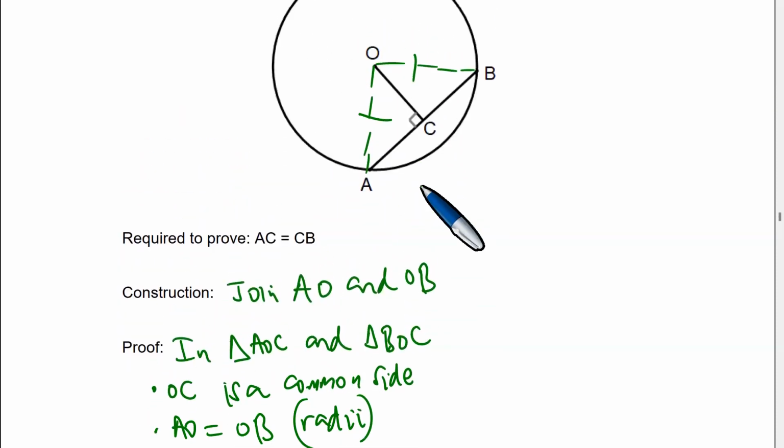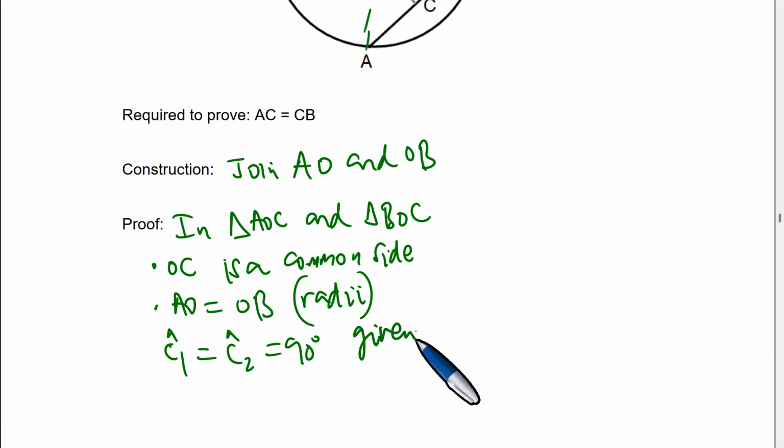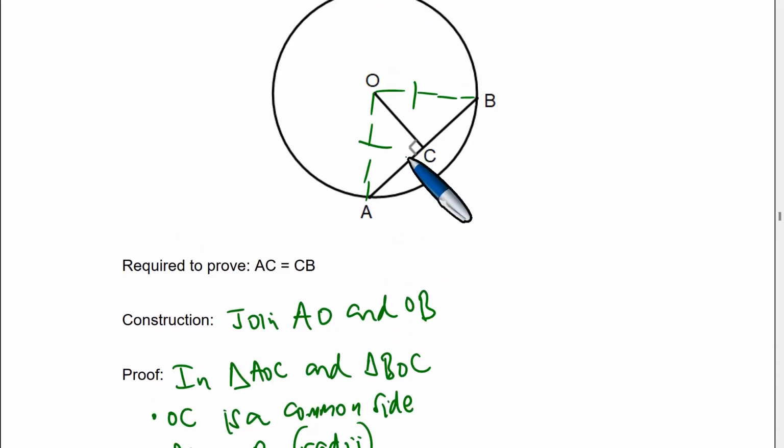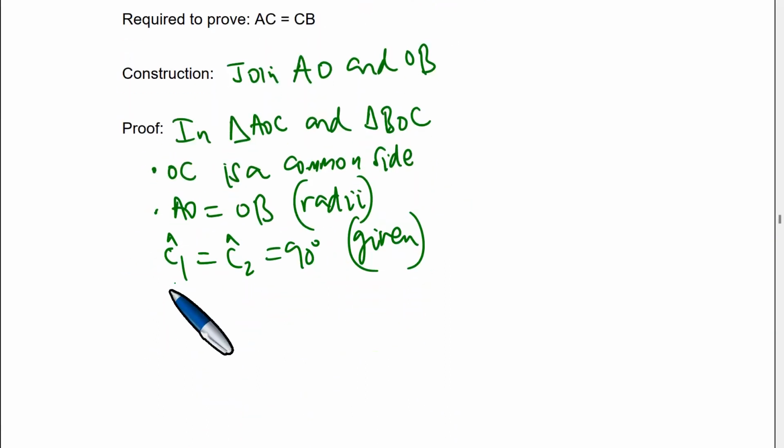C1 equals C2. Angle C1 is equal to C2 equals 90 degrees. These have been given. So they've been given that C1, C2 are both 90 degrees each. Right, and now we have 3 facts about this.